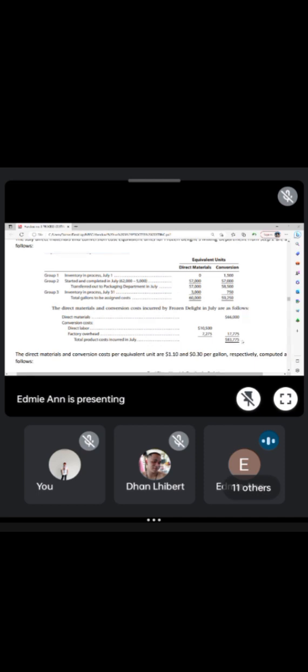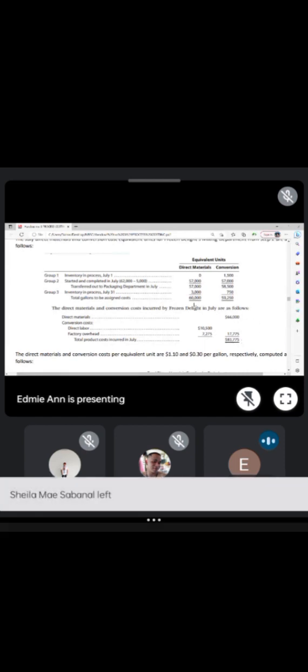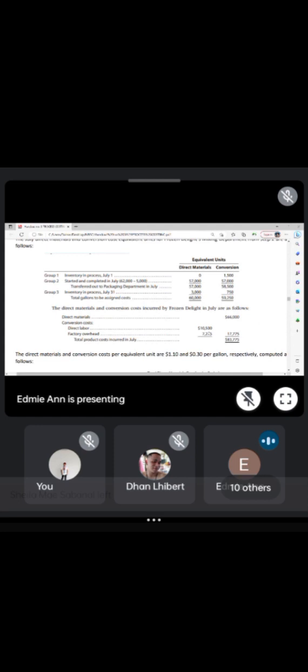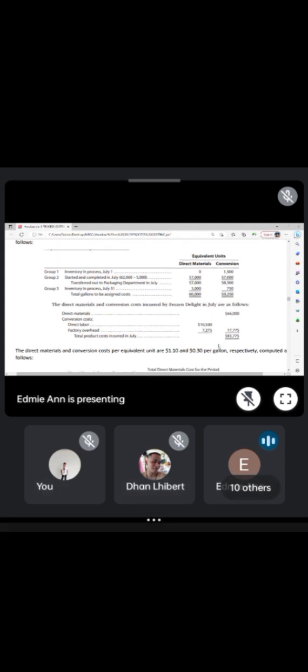Iklaro nato na ha. Okay? So, mao ni ang cost, guys. Mao ni ang equivalent units for direct materials and conversion. Kaning sa ubos are the costs. Okay? So, klaro. Clear?